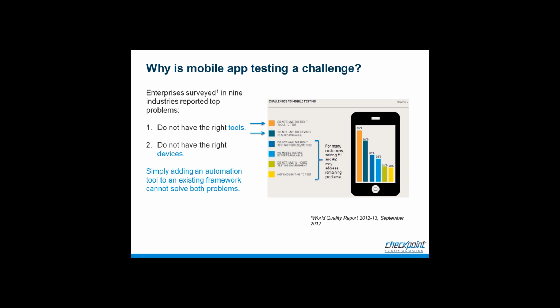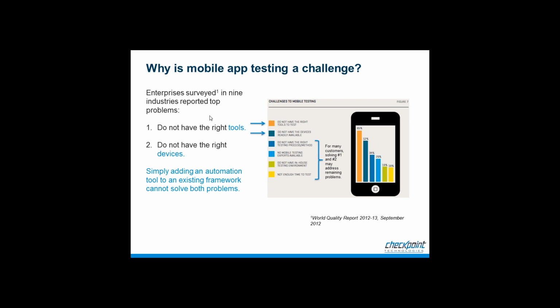In a survey conducted by World Quality Report in 2012-2013, when they asked why mobile app testing is a challenge, and enterprises were surveyed in 9 different industries, they reported their top problems as not having the right tools and not having the right devices. And one thing Dean and I can absolutely relate to, we both love test automation, but we know that it's not the end-all, be-all. It's not going to solve all of your problems. Simply adding an automation tool to an existing framework is not going to solve these two challenges for you.